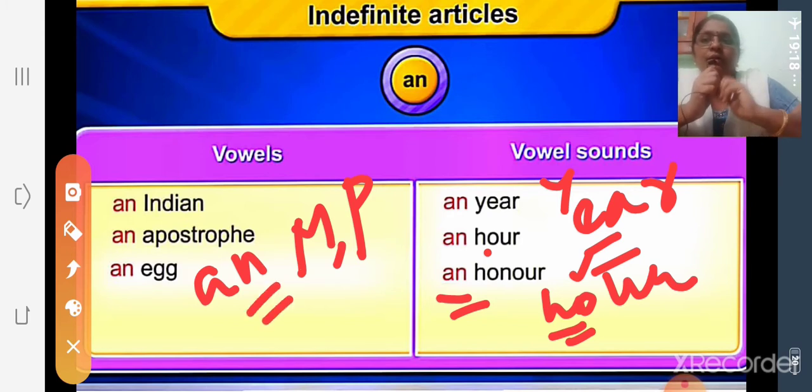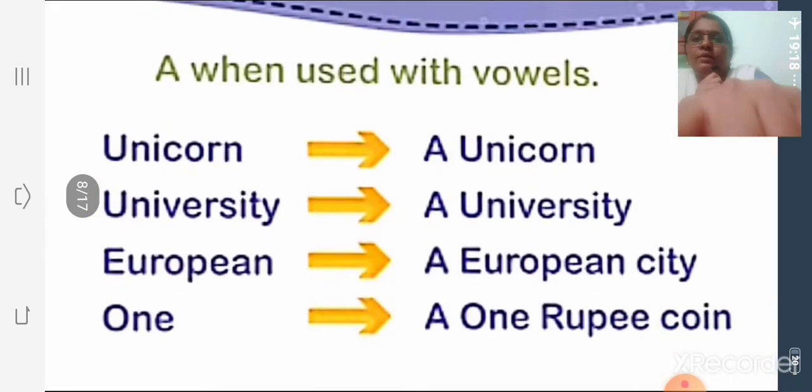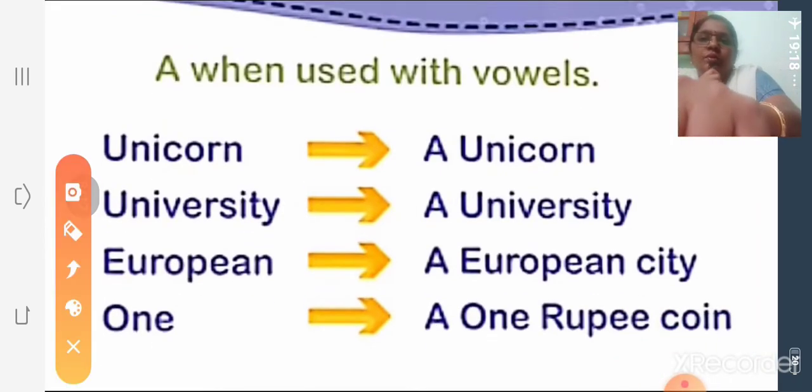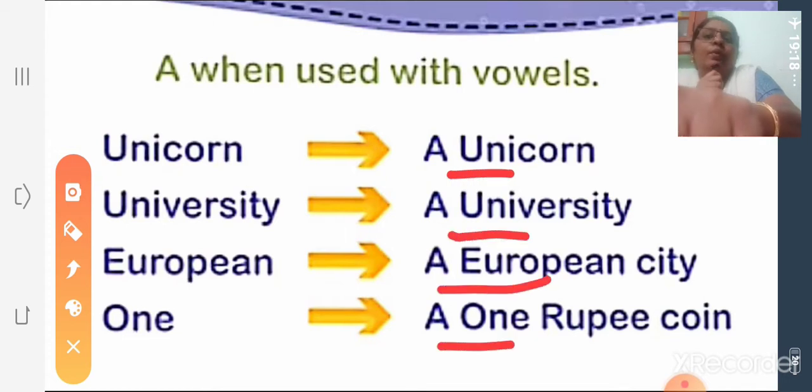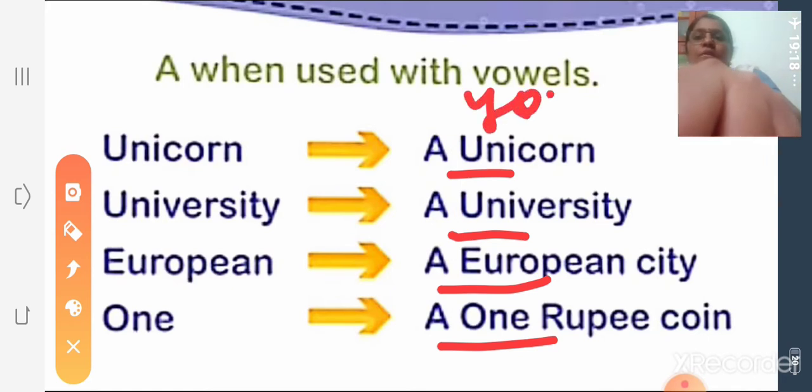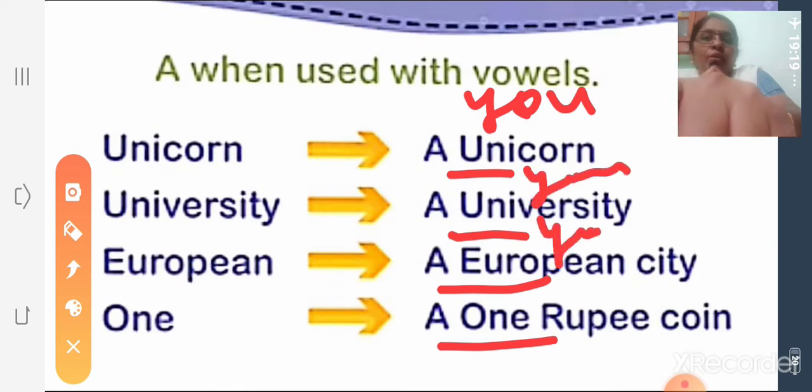So let us see some more examples. Look here. A university, a unicorn, a European city, a 1 rupee coin. Here also all these words begin with a vowel, isn't it? U, A, E, I, O, U. But here the pronunciation is quite different. Unicorn, the predominant sound is U, long U sound. University, here also U. European, U.